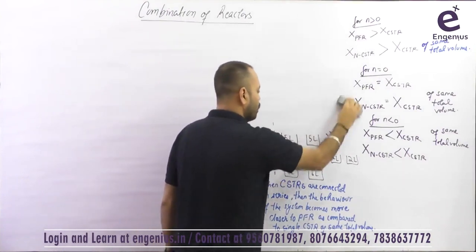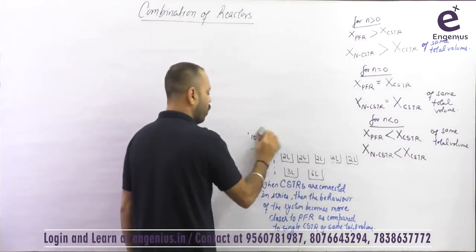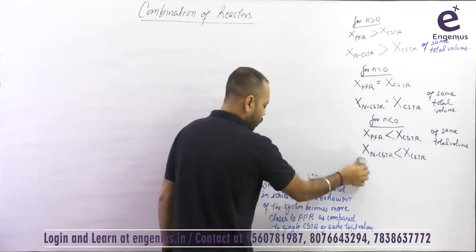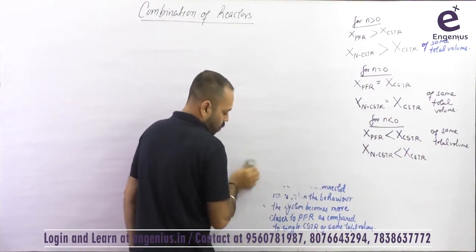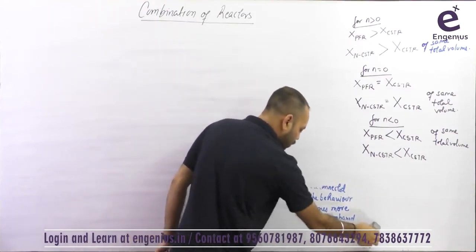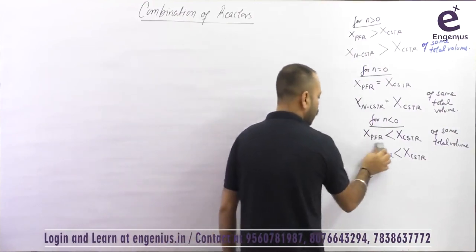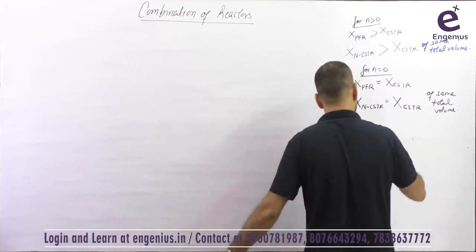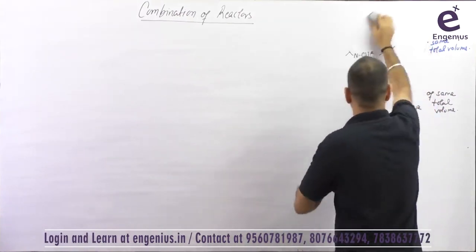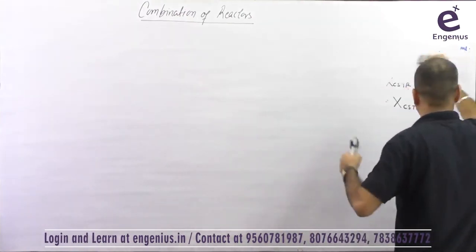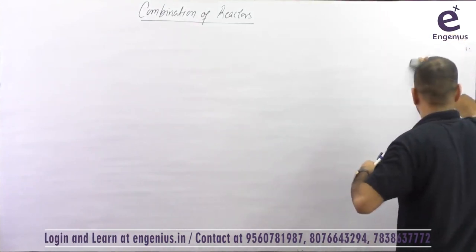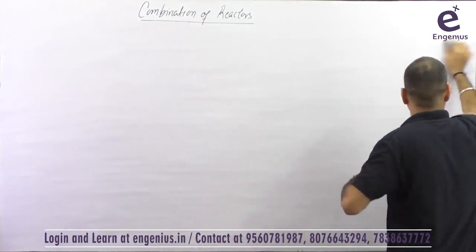So let us now discuss one more thing. That is when CSTRs are connected in series, fine, they are going to give you more conversion than the single CSTR if the order of the reaction is more than zero, of course. But there is one more question.